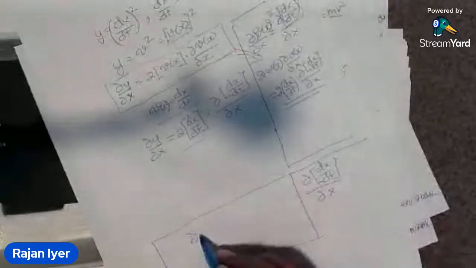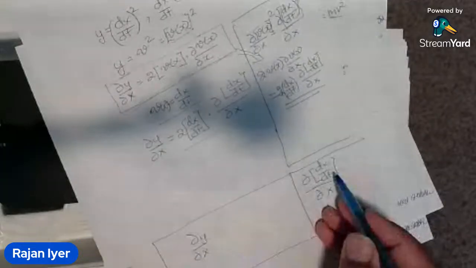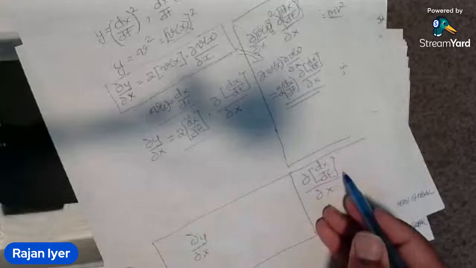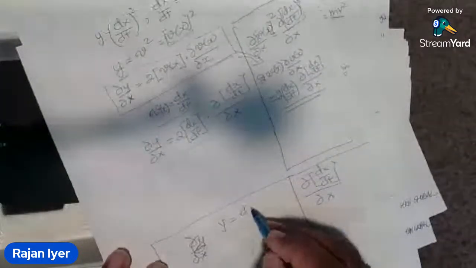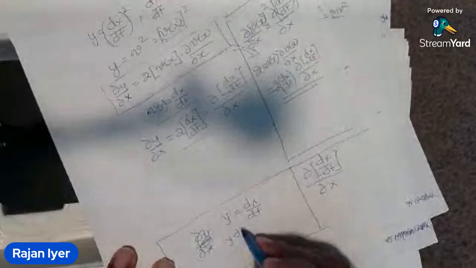So let's go back to the fundamental. We have del y over del x, and y equals dx by dt. Okay. So suppose I have y equals, we can transfer the variable. So y dt becomes dx. Yeah, that's one way we can figure it out.